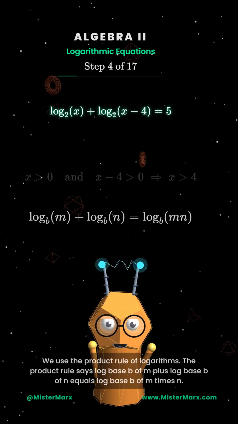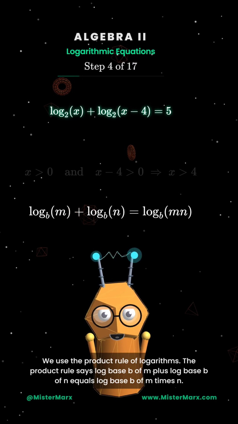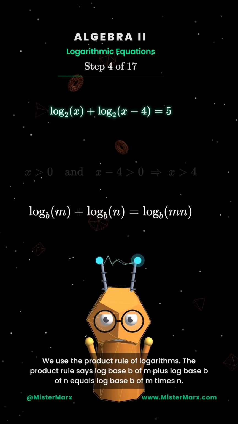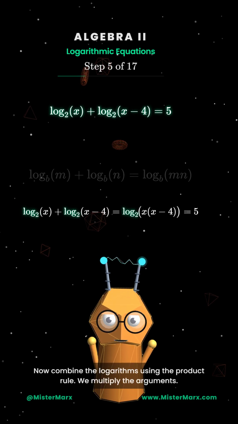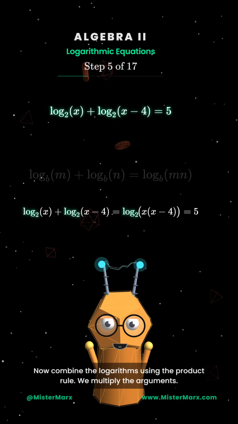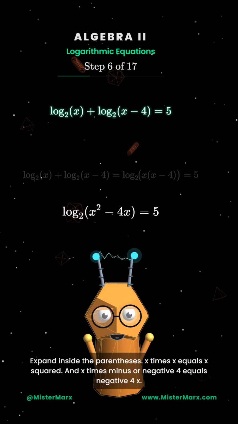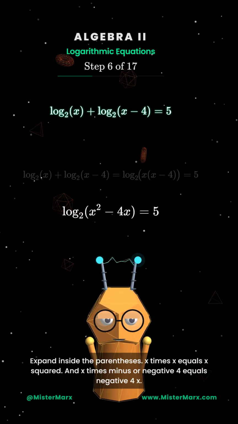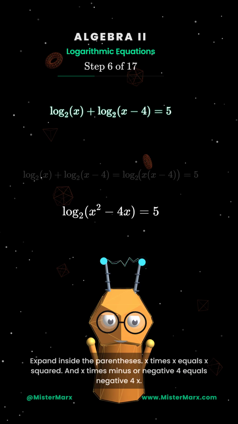We use the product rule of logarithms. The product rule says log base b of m plus log base b of n equals log base b of m times n. Now combine the logarithms using the product rule. We multiply the arguments. Expand inside the parentheses. X times x equals x squared. And x times negative 4 equals negative 4x.